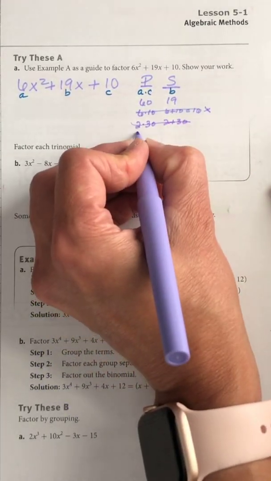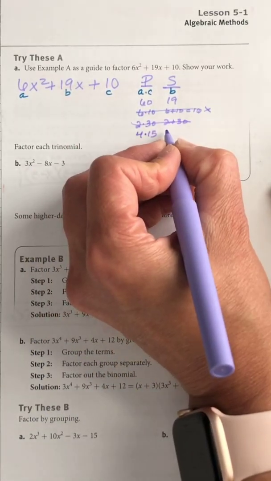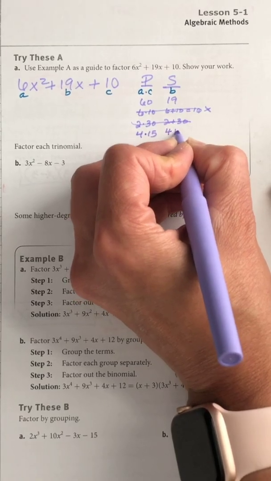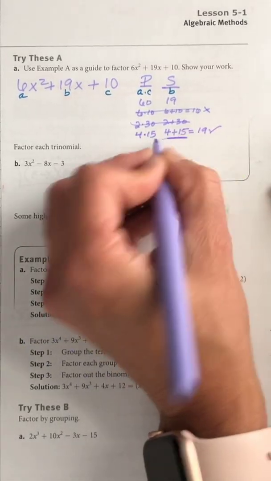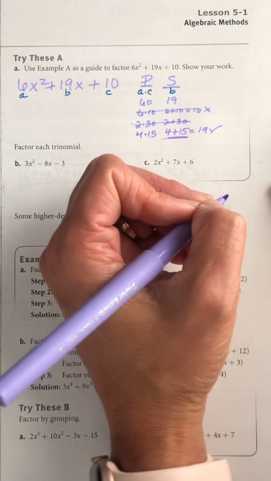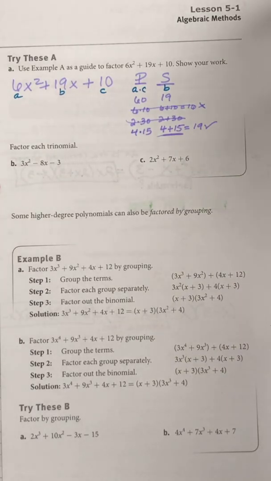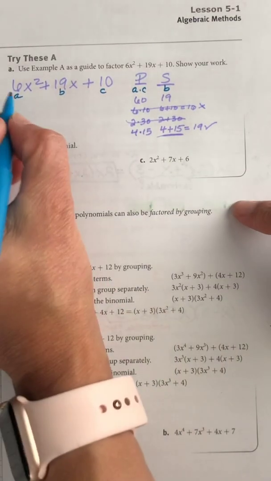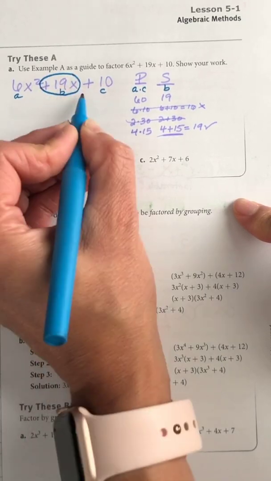What ends up working is 4 times 15, because 4 times 15 is 60, and 4 plus 15 equals 19. So these are the droids I'm looking for. Okay, so now that I know what my numbers are, let's remember this is a hard trinomial because the leading coefficient is a 6. So we have to do the replacement.